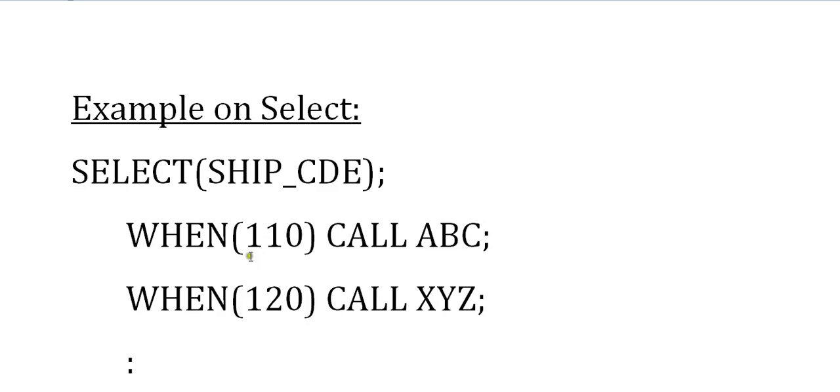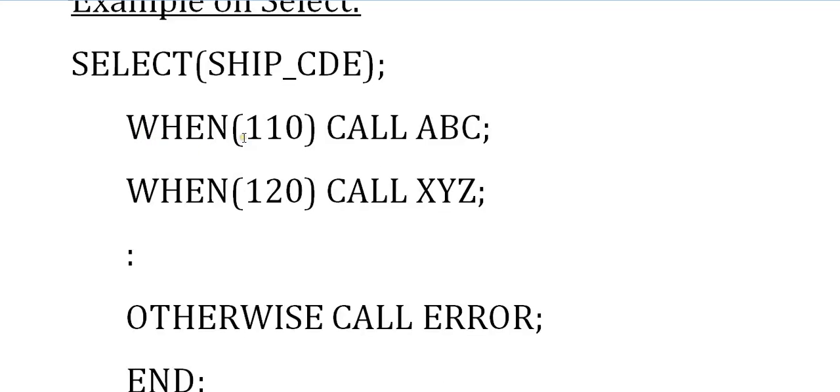Now let's see some examples of the select statement. Suppose you have something like a ship code or a market code, and you want to check the conditions. Select ship code, when 110 call ABC, when 120, and so on. These are different codes, assuming we have country codes or state codes, and based on them I want to take some actions or use particular statements. For example, if country code is 1, call USA; if country code is 91, call India; and UK. Each country has different codes, so based on the country codes you can call different programs. That depends on the business logic you have, so you can use this select statement.